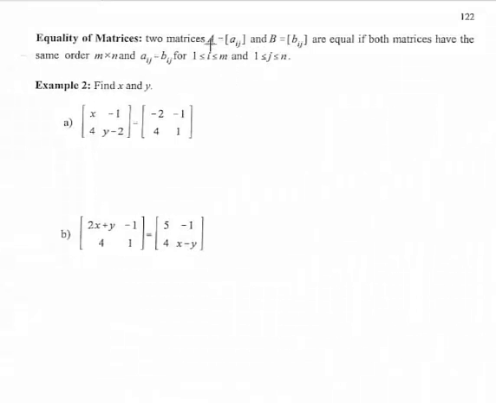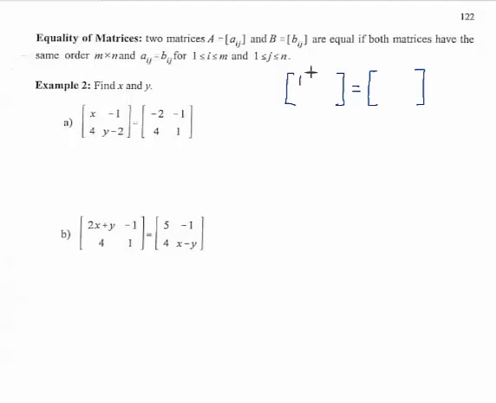Okay, what this part at the top of page 122 is saying is that if two matrices are equal, then they have to have the same number of rows and columns, and every element has to be equal.